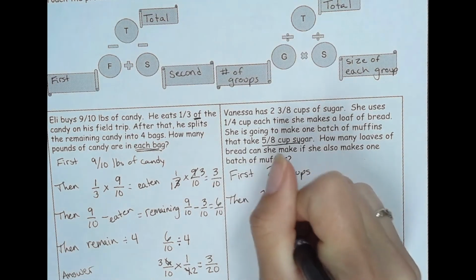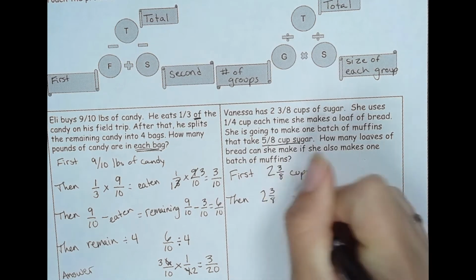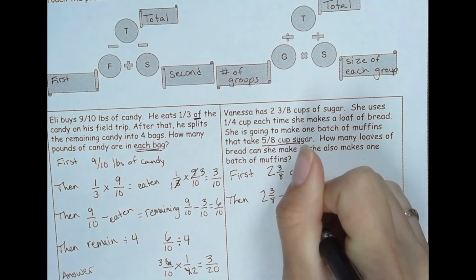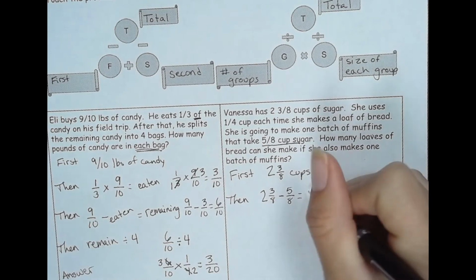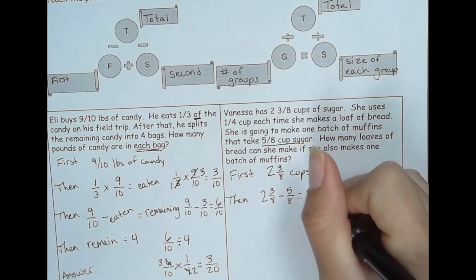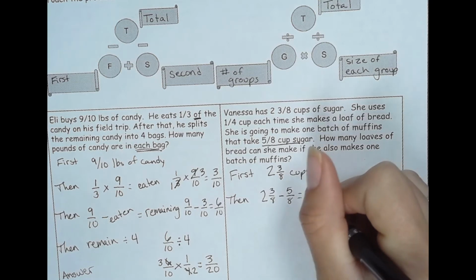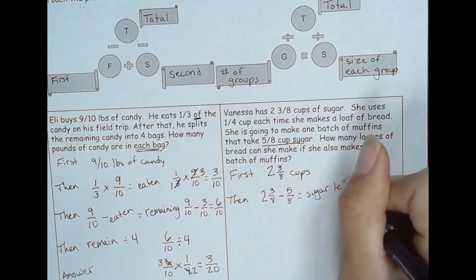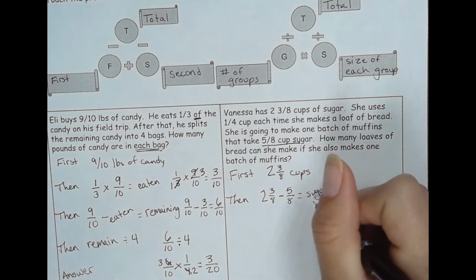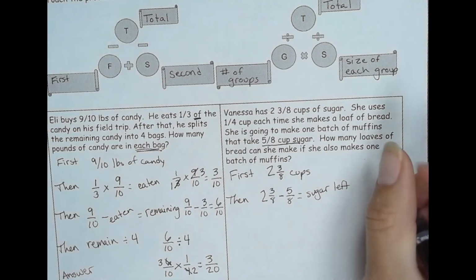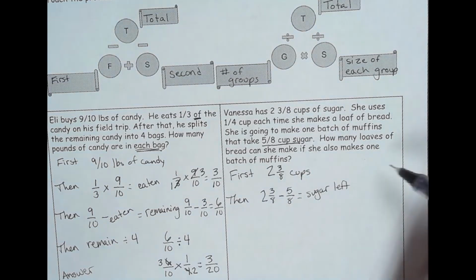So then let's do the muffins. So it'd be 2 3/8. And then I'm going to minus out how much for the muffins. So that would be the sugar left over after the muffins. I'm just going to call it sugar left. Okay, what am I going to do with the sugar left? Well, if I want to know how many loaves of bread she can make, I'm assuming she wants to use up all of the sugar left.